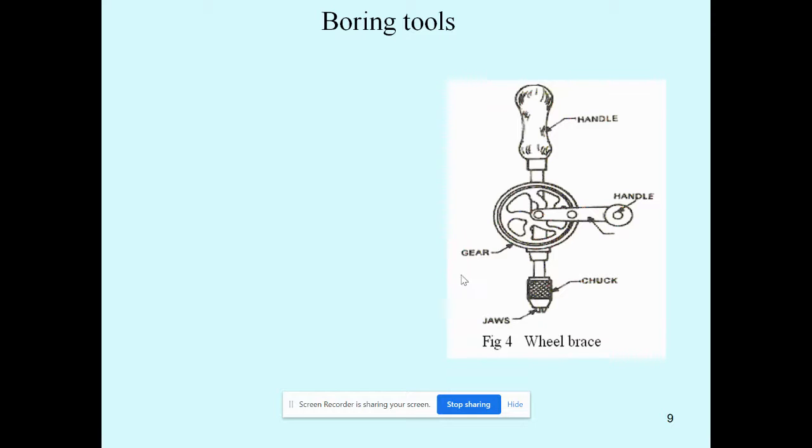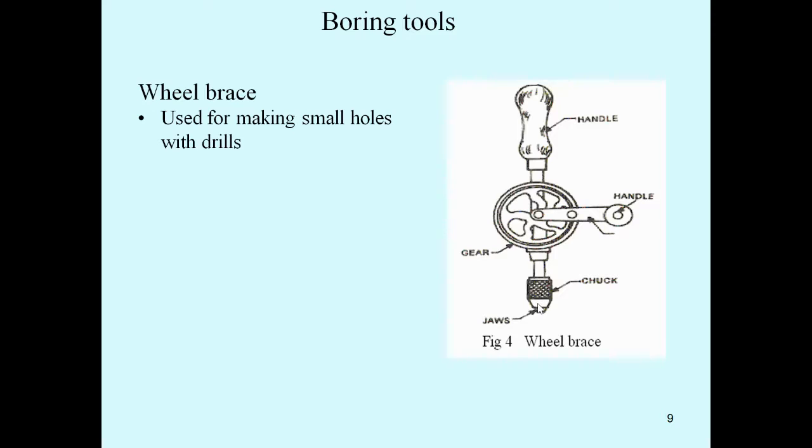So the next boring tool is a wheel brace. This is a diagram of the wheel brace. It consists of different parts, you can see. This will be the handle, and this will be the gear. We can see a gear or a wheel here, and this part is called the handle, lever, chuck, and jaws.